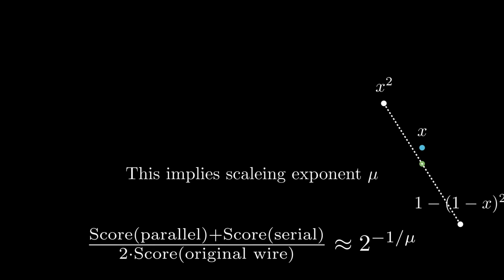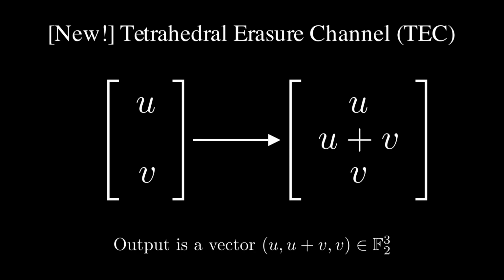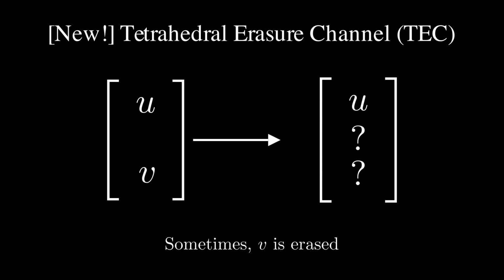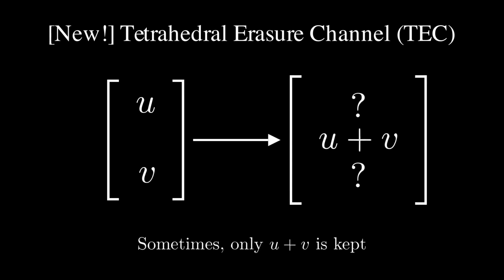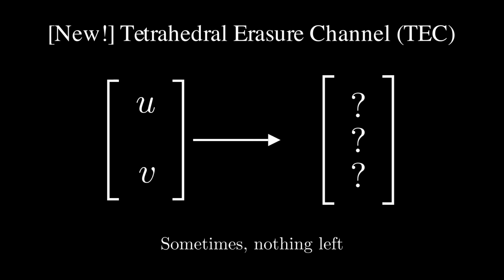This approach, using the score function, is the standard tool to study polar code, and we will also follow this path. Now allow me to introduce tetrahedral erasure channel. The input of the TEC is a pair of bits. The output of a TEC is a triple of bits, but sometimes only U survives the erasure. Sometimes only U plus V survives the erasure. Sometimes only V survives the erasure. And the worst of all, sometimes nothing survives.